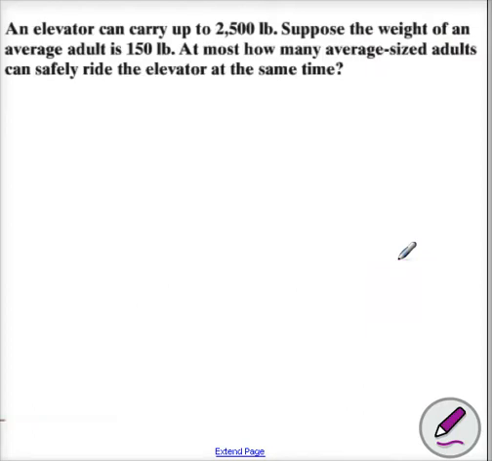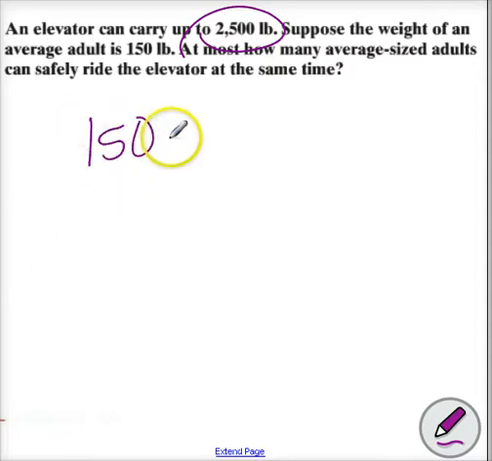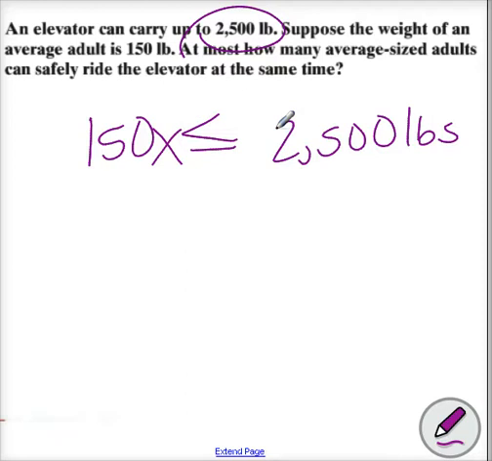And finally is a word problem. So being able to write an inequality from a situation. An elevator can carry up to 2,500 pounds, no more than that. Suppose the weight of an average adult is 150 pounds. At most, how many average size adults can safely ride the elevator at the same time? Well, if we're averaging each person to weigh 150, I'm going to multiply by X because every person weighs that. We don't want this weight to be more, so I'm going to do less than or equal to 2,500 pounds. Then I'm going to take that and divide by 150 to solve.